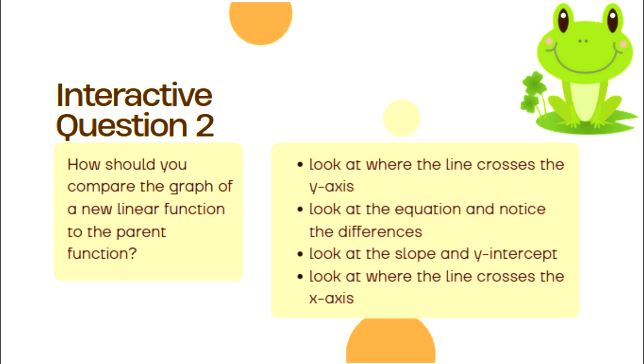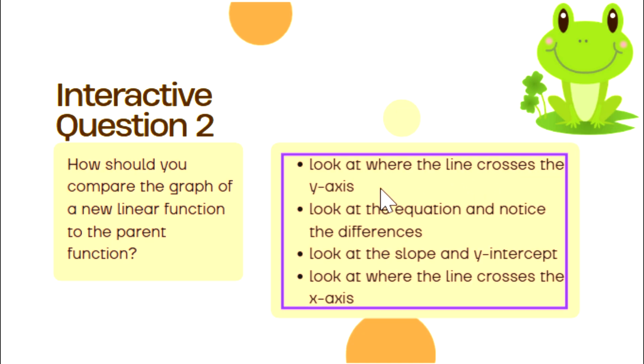Here's interactive question number 2. How should you compare the graph of a new linear function to the parent function? This question frustrates the crap out of me because there's more than one correct answer. For example, when you say look at where the line crosses the y-axis, that's the y-intercept, and you are supposed to look at that. Look at the equation and notice the differences. That's obviously wrong because we don't get equations in this entire lesson.